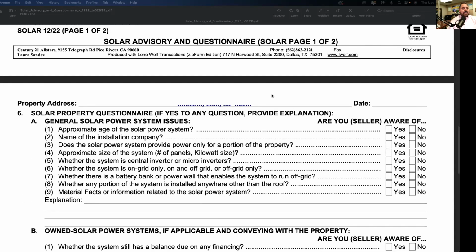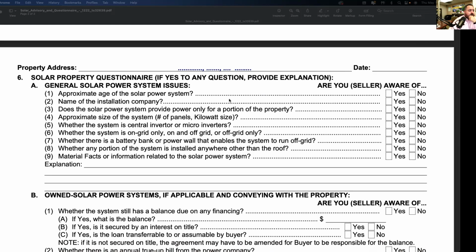Okay, this is the solar questionnaire part of it, which is like an SPQ, right? Are you, the seller, aware of? This is now the seller answering questions in regard to the solar panel system and any leases or liens. So, general solar power systems. Are you, seller, aware of the approximate age of the solar power system?